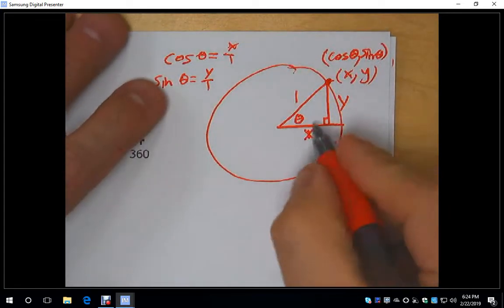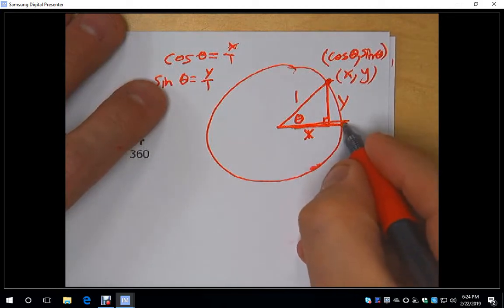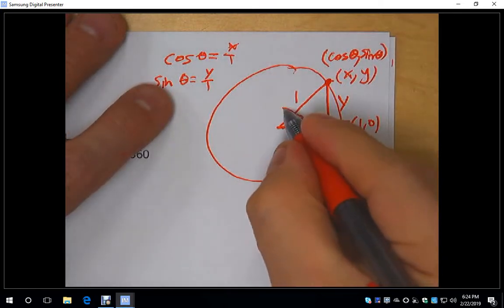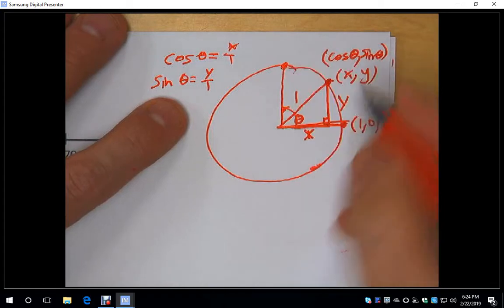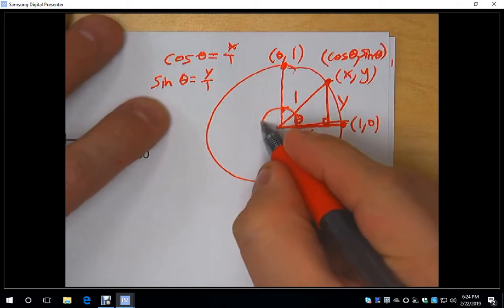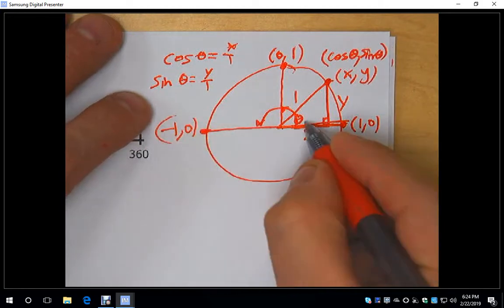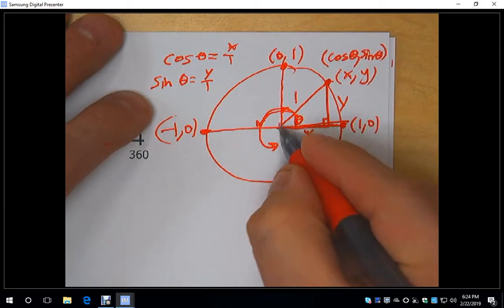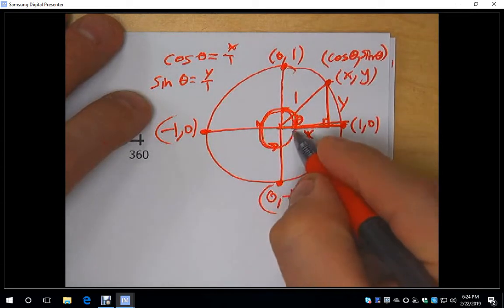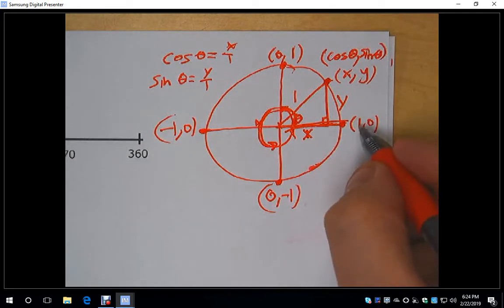So let's do a rotation. If we don't rotate at all, so our angle is 0, then this particular point here is 1, 0. If we rotate 90 degrees, then this particular point here is going to be 0, 1. If we rotate 180 degrees, this point here is going to be negative 1, 0. At 270 degrees, we have a point at 0, negative 1. And then at 360 degrees, we're back to this point here of 1, 0.